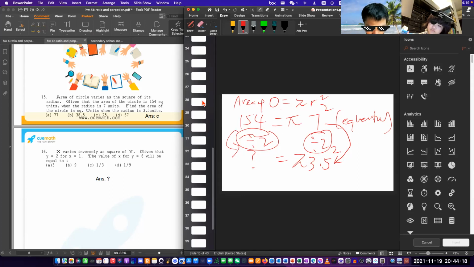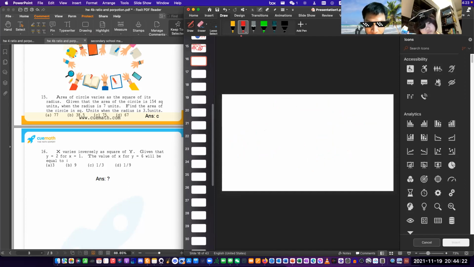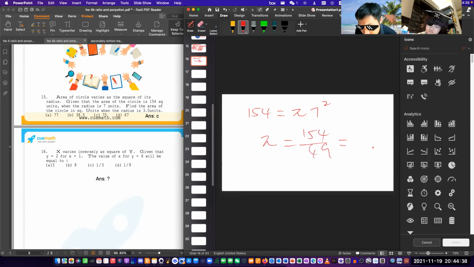The answer is not right because 154 equals pi times 7 squared. Now, can you help me out? Pi is equal to 154 divided by 49. See what you get. Mixed number. 22 and 7. Yep, good.